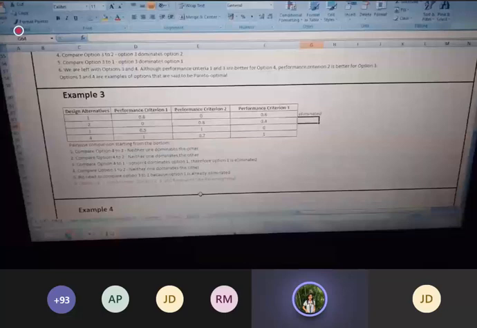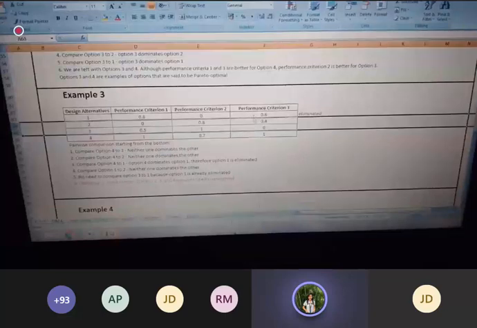How about comparing option 3 and 2? Okay, comparing option 3 and 2. Performance criterion 1, option 3 is better. Performance criterion 2, option 3 is better. Performance criterion 3, option 2 is better. So neither dominates the other.